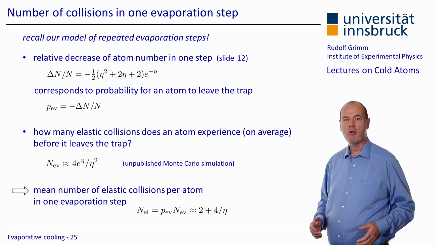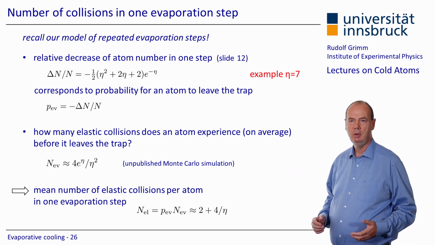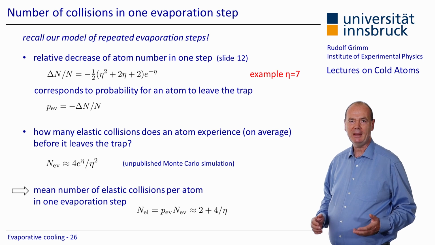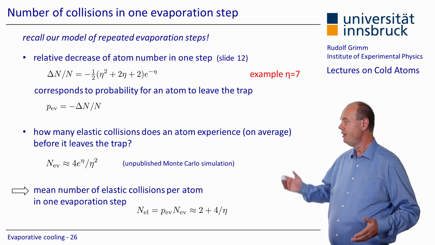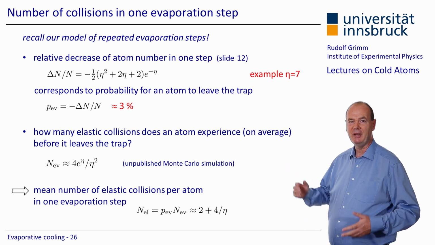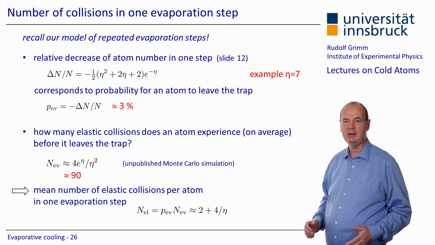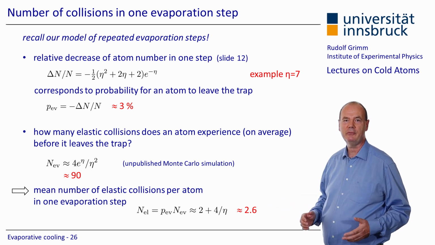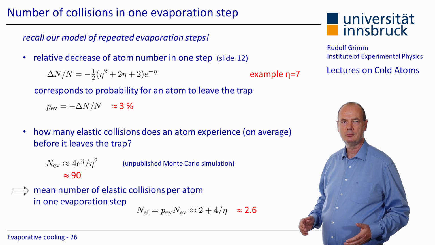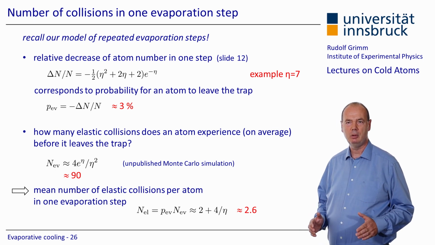Let's now consider realistic numbers, assuming eta equals 7. The probability for an atom to leave the trap, corresponding to the relative loss, is then about 3%, with about 90 collisions that an atom experiences on average before leaving the trap. We finally arrive at 2.6 collisions per atom for one evaporation step. Now we know how many collisions we need for one evaporation step.